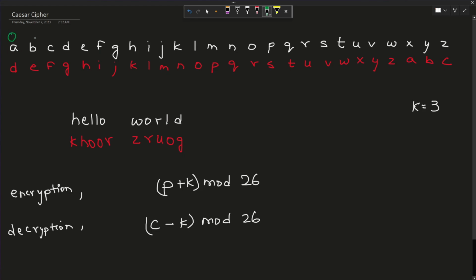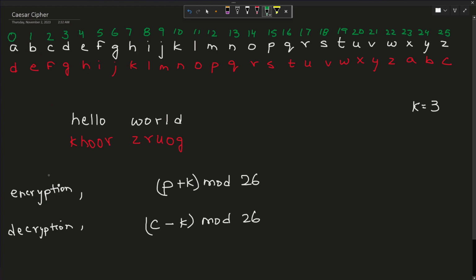So A would be 0, B would be 1, 2, 3, 4, 5, 6, 7, 8, 9, 10, 11, 12, 13, 14, 15, 16, 17, 18, 19, 20, 21, 22, 23, 24, and 25. So as you can see, we have 26 characters over here, but we're starting with the zero index.